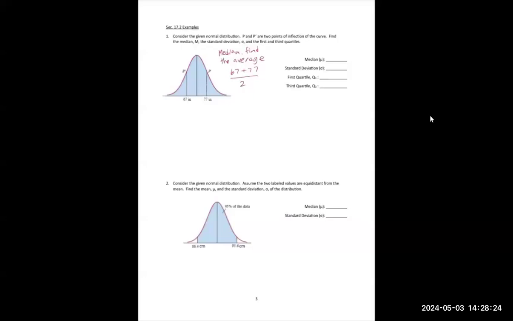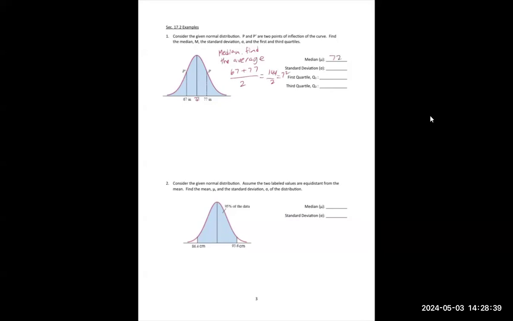So when I take the average of two numbers, I add them together and then divide by the number of numbers that I'm adding, just to review that. So that's 144 divided by 2, that's 72. So 72 is my median.